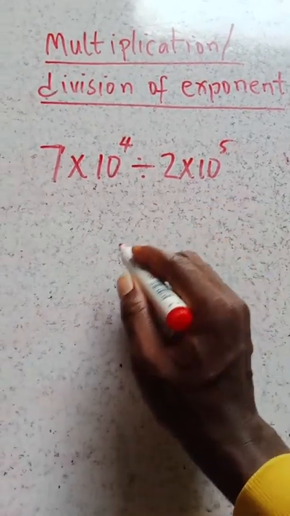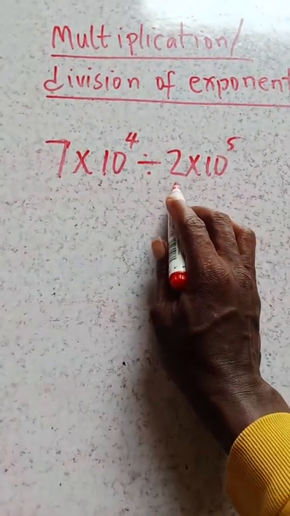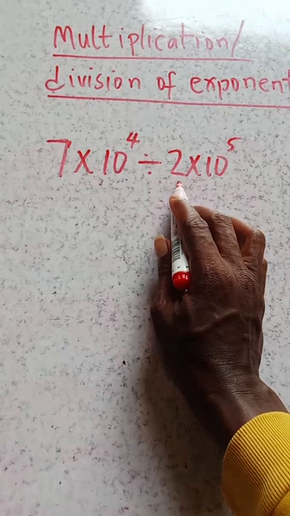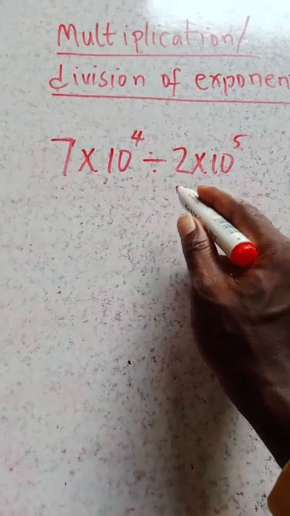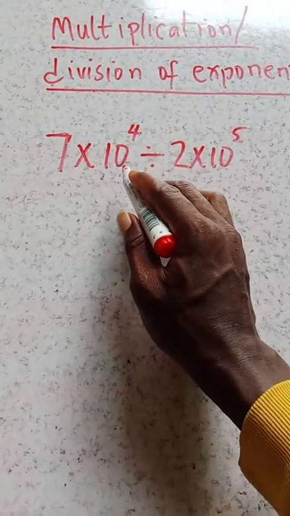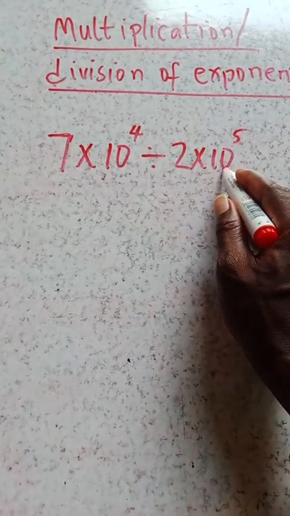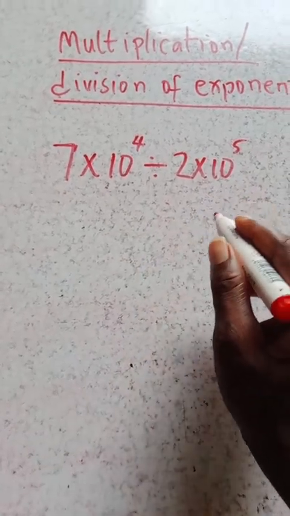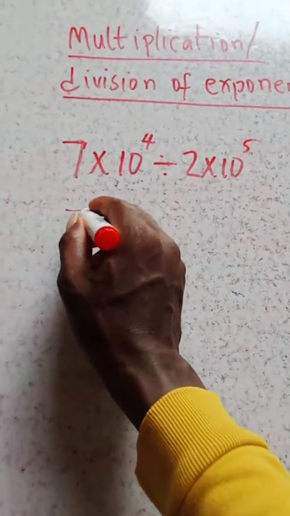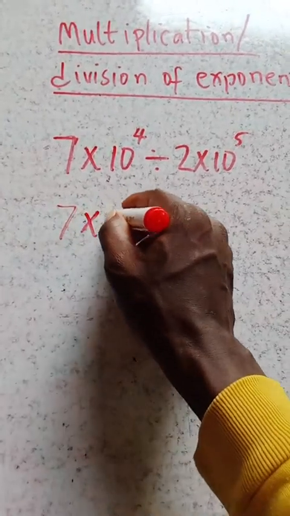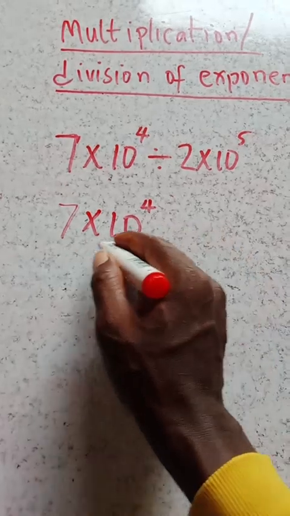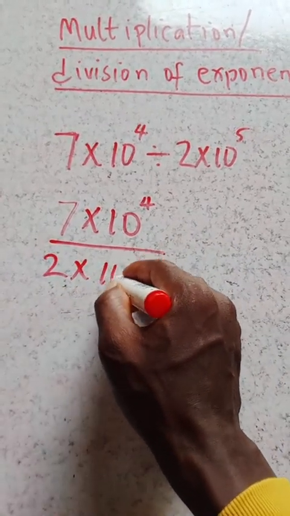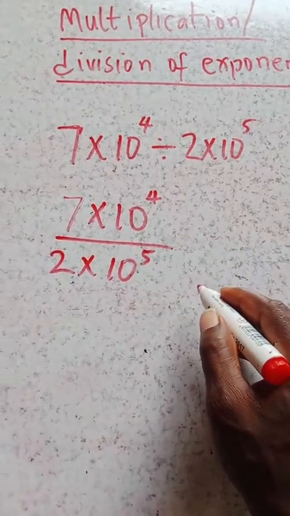I told us that you consider the numbers. You divide the numbers first, and then you apply a principle to get the value of the exponent. So we'll express it like this first: 7 times 10 to the power 4, dividing 2 times 10 to the power 5, all right?